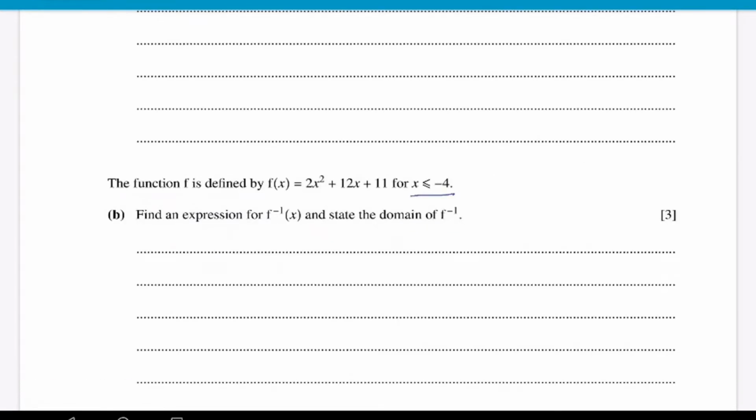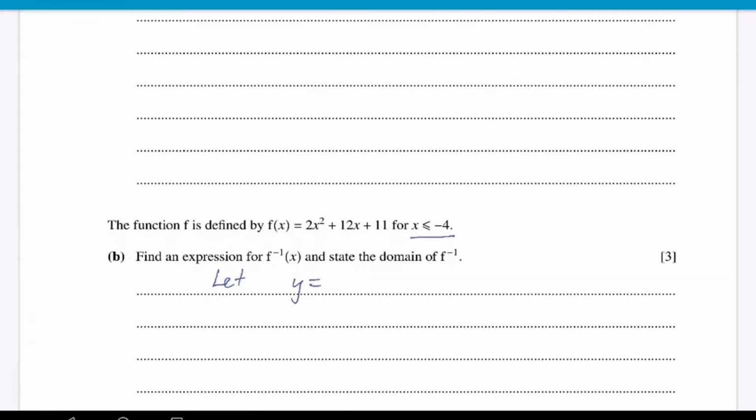For myself, I prefer to use the method where I let y be the quadratic function. We are not using the original one because our aim is to have x in terms of y.